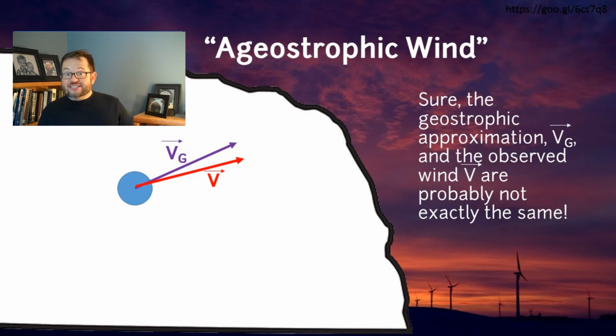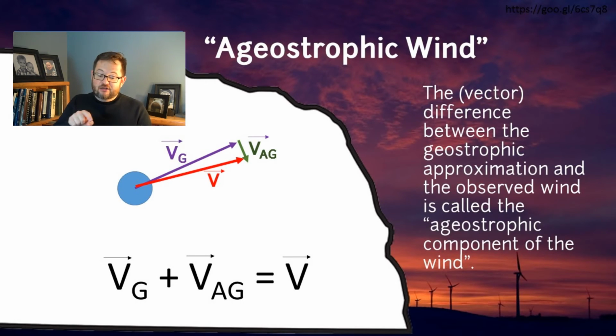But actually there is a small difference, and in fact there is a little vector difference between the two there. You can see I put it in there. It's VAG, the ageostrophic wind. Boy, that's a hard word. Ageostrophic. The ageostrophic component of the flow will be that little difference between the geostrophic approximation and the real wind. A mathematically nice way to put it is, like I have in that little vector equation down there, that the geostrophic wind plus the ageostrophic wind is equal to the real wind that you would observe. And as you can see on this diagram, VAG is tiny compared to VG and V.